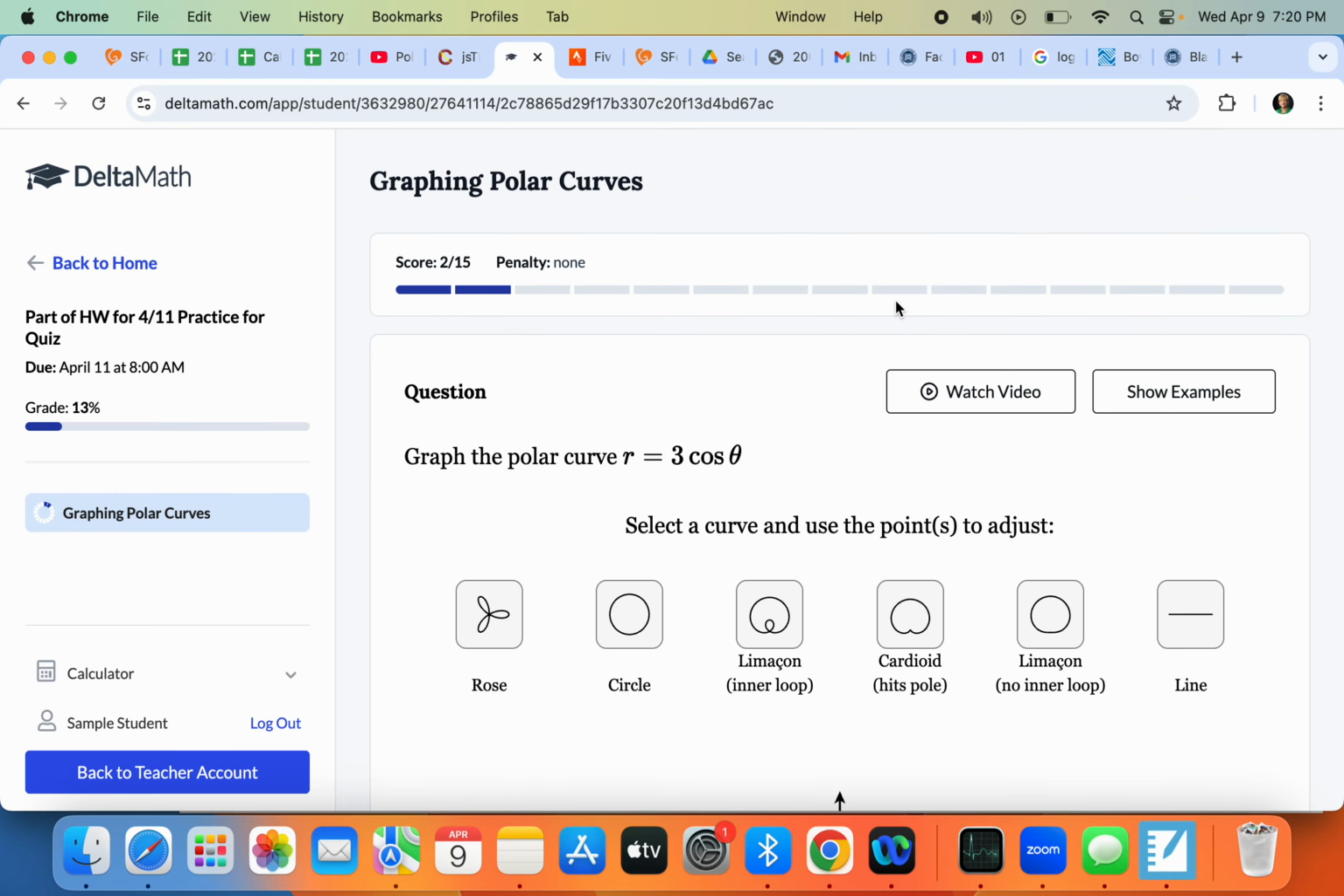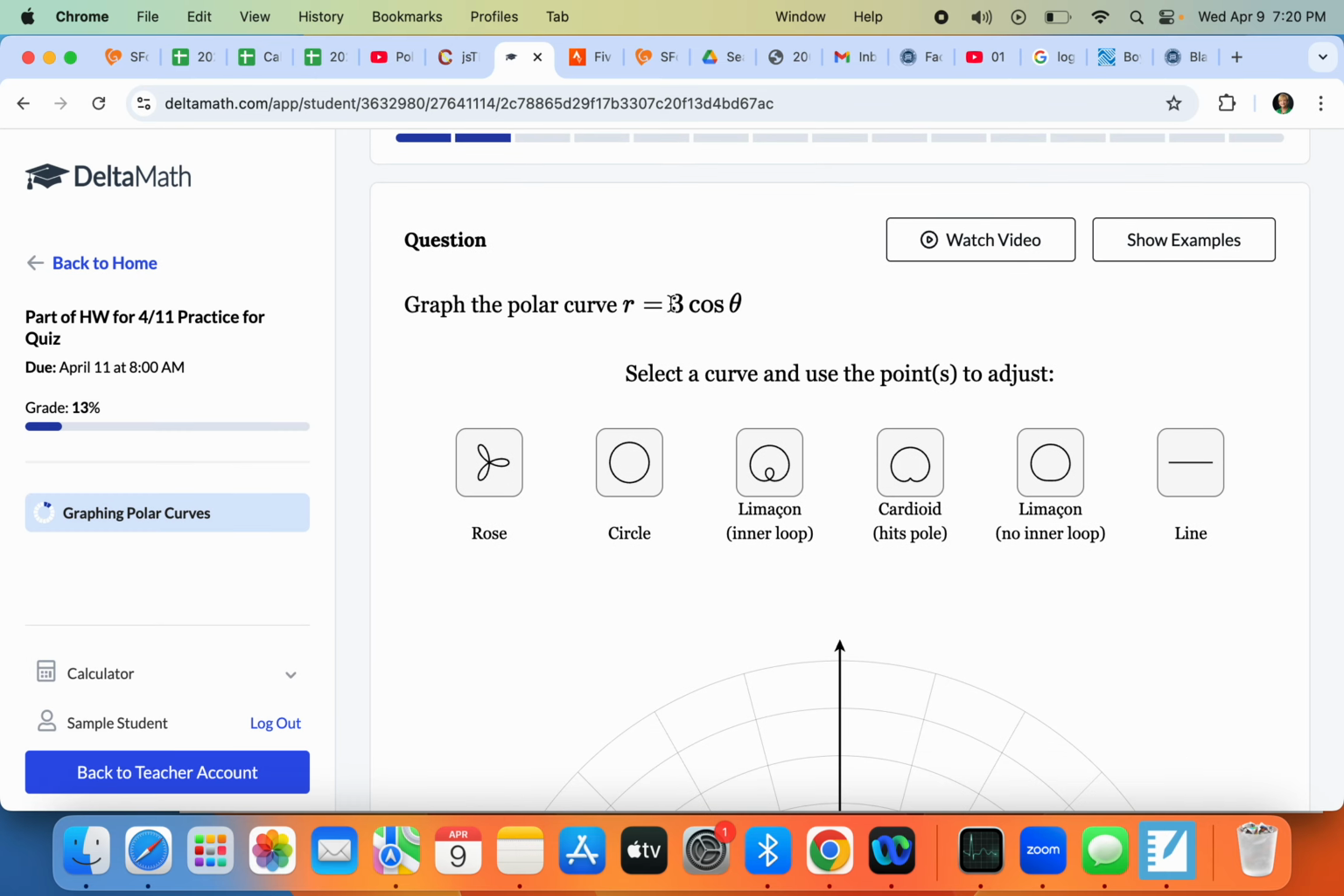And let's go to the next one. All right, this doesn't have a plus or a minus in it, so it will not be one of these, it will not be one of these. It'll just be a circle.